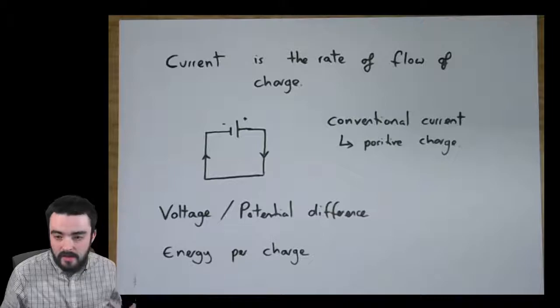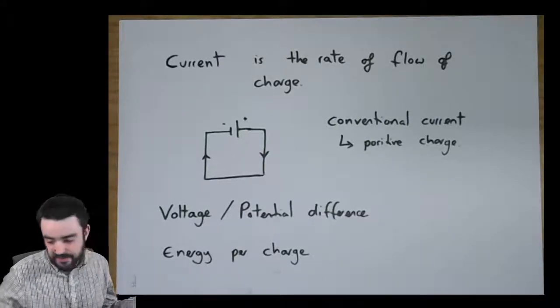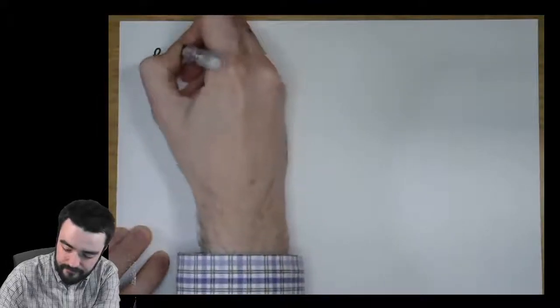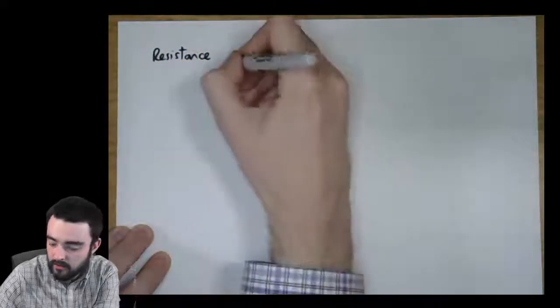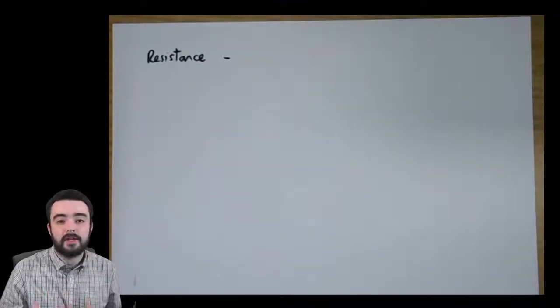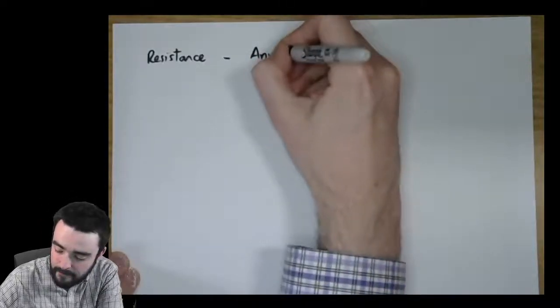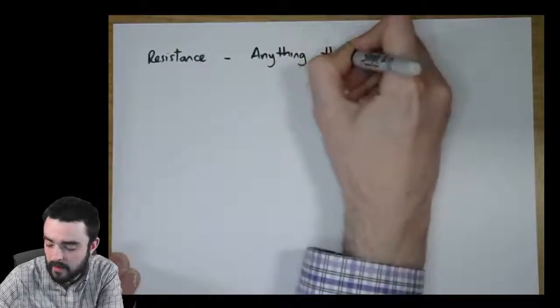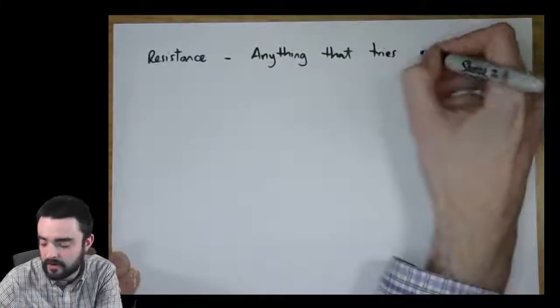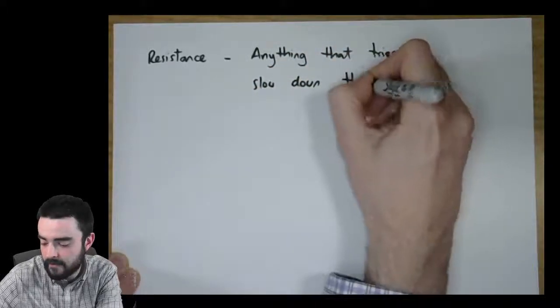Okay. The final of our big three that we need to think about is resistance. Now, resistance is just anything that is opposing or trying to slow down the flow of charge. So it is anything that tries to slow down the flow of charge.